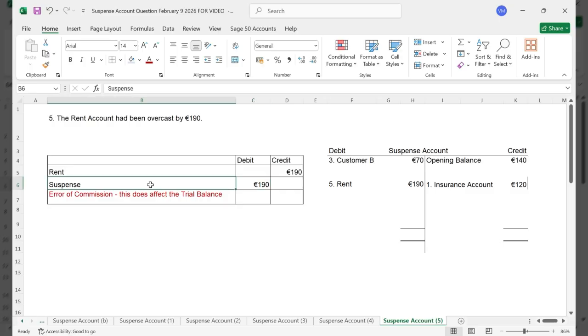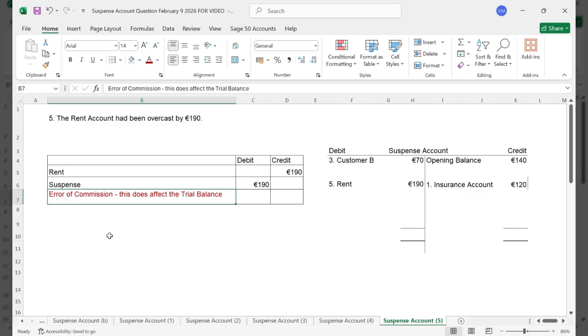So if we look over here, the key thing is our rent, 190, is a debit. Again, the description here is the name of the other account. That's just the way it is. And again, what type of error was this? Error of commission. That's just what it's called. And it does affect the trial balance.